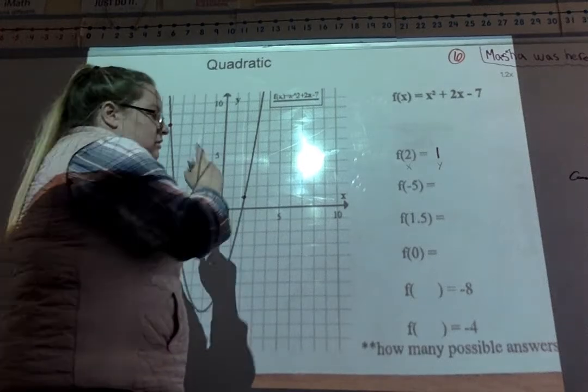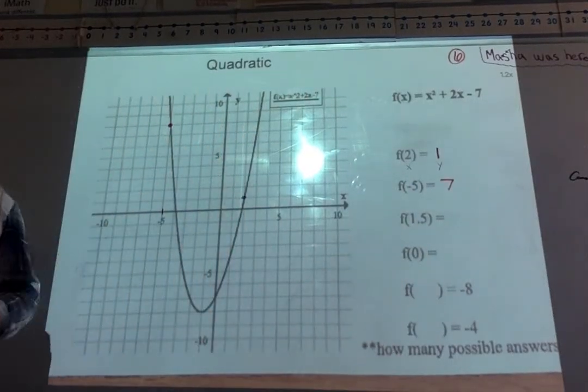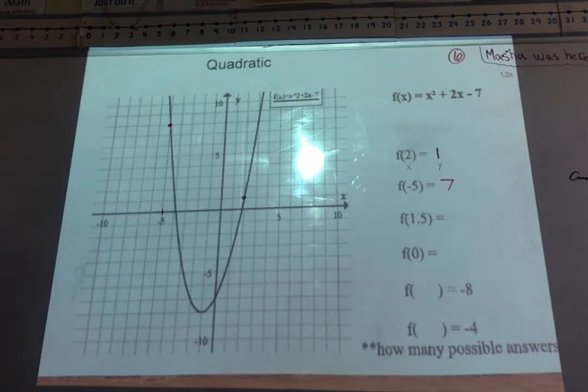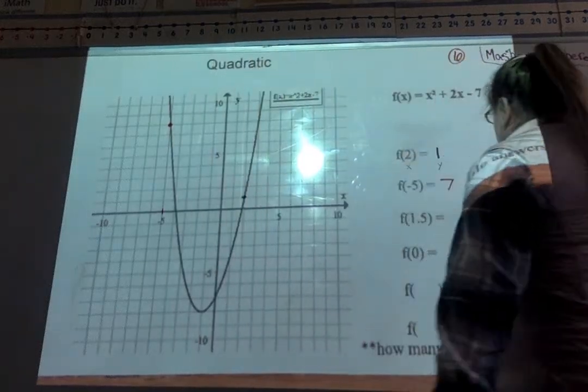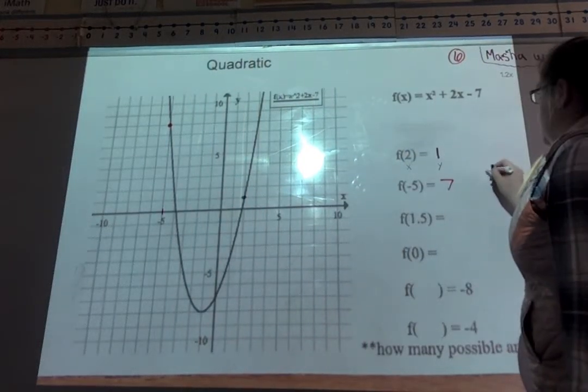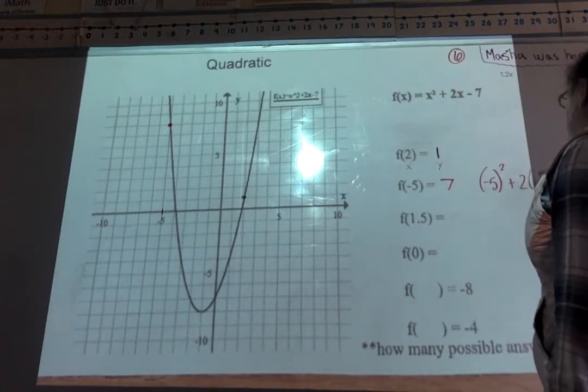So you write 7 there. So if I was to substitute -5 into my equation, let's do it. Let's try it, okay? So we have x squared, so now I have -5 squared plus 2 times -5.